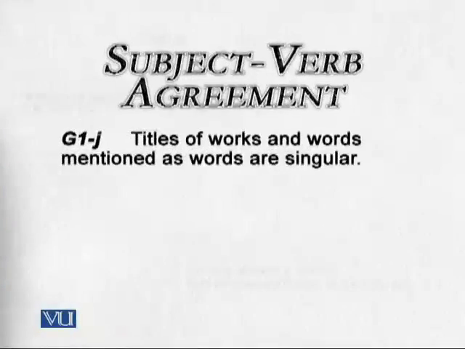Our next rule is what? Titles of works and words mentioned as words are singular. Again, somewhat the same thing. If titles, for example, book names, article names, novels, plays, whatever, doesn't matter, are in plural form, the verb is going to be singular. This is what it says.